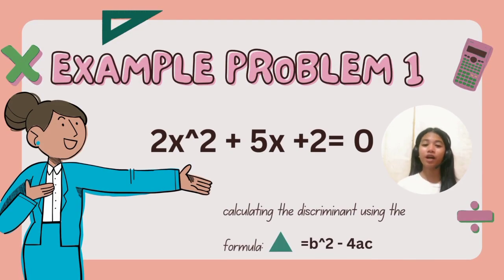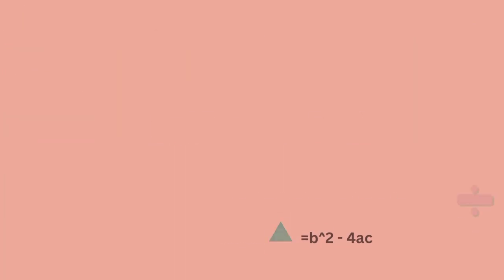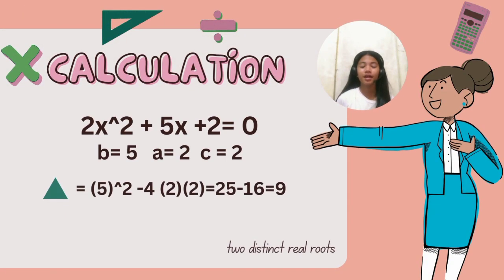Now let's work through a couple of example problems to solidify your understanding. For example, let's consider the quadratic equation 2x squared plus 5x plus 2 equals 0. To determine its nature of roots, we need to calculate the discriminant using the formula delta, the discriminant, equals b squared minus 4ac. In this case, b is equal to 5, a is equal to 2, and c is equal to 2.